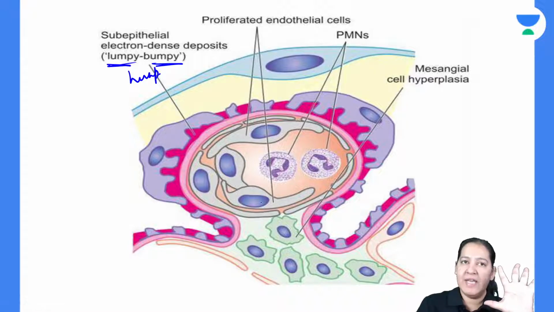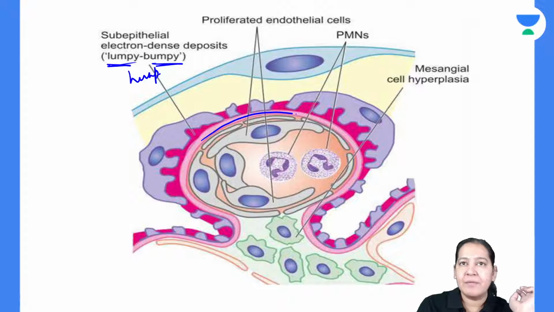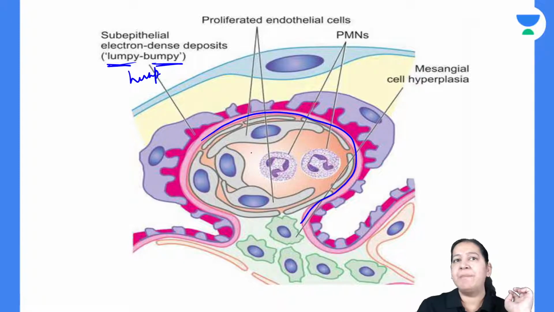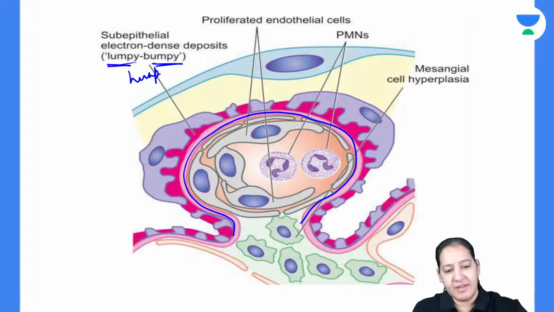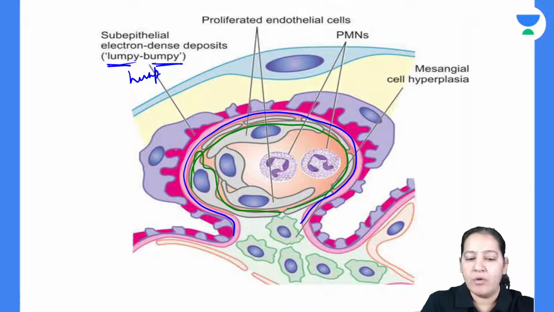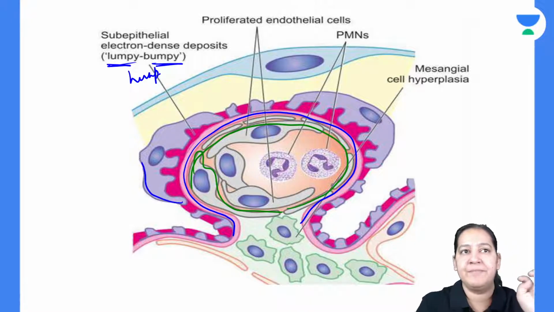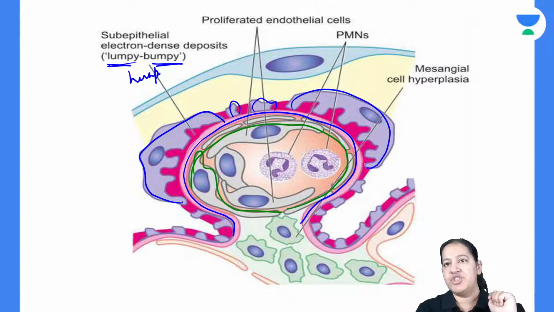In this diagram, can you see? Should I draw the basement membrane? Can you see this light pink color, which I am marking with blue? The light pink color is the basement membrane. On the inner side of this basement membrane, the green color cells are the endothelial cells. On the outer side, can you see the blue color cells? These are visceral podocytes. See the shape. These are the podocyte shapes, right?